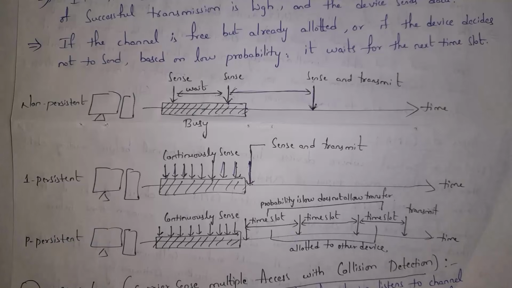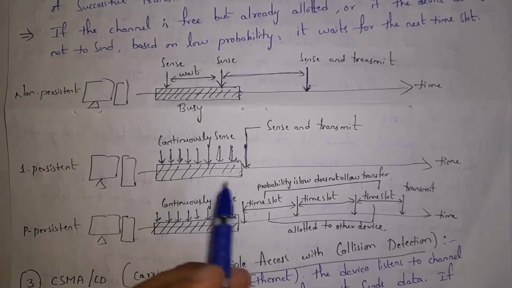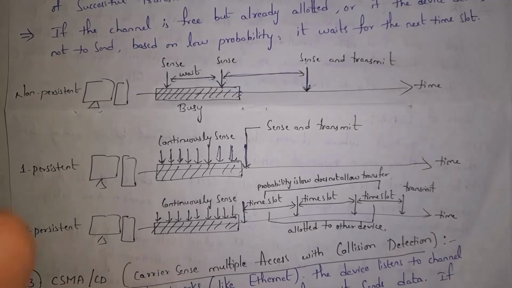And the next one is p-persistent CSMA, where p stands for probability. Even in p-persistent CSMA, the device will continuously keep on sensing the channel until the channel is free. And if the channel is free, the device will not send data directly.